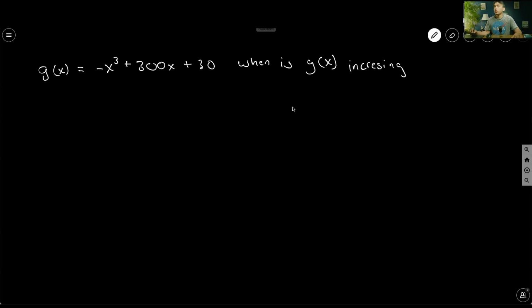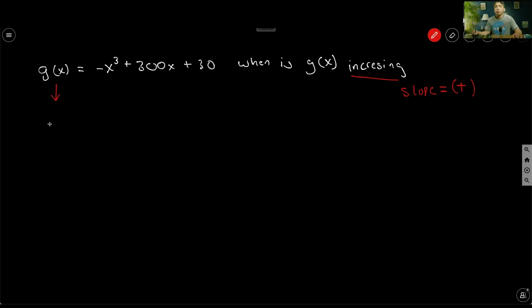So of course, the first thing you do when you see the word increasing, that should tell you automatically that we want the slope of the function. We want to know when the slope is equal to a positive value. Before we can do that, we have to find the slope equation. And of course, the slope equation is just the first derivative of the g of x function.